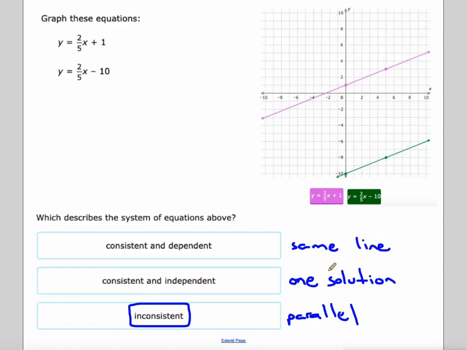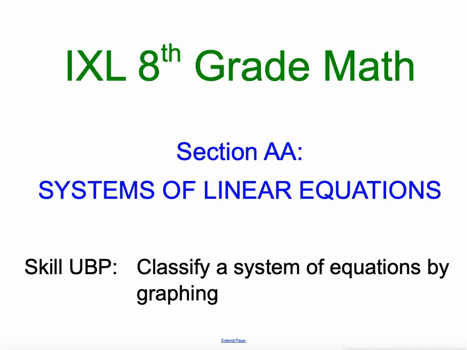So again, consistent and dependent, same line. Consistent and independent, one solution. Inconsistent, they're parallel. This should help you with classifying a system of equations by graphing in section AA of IXL's 8th grade math.